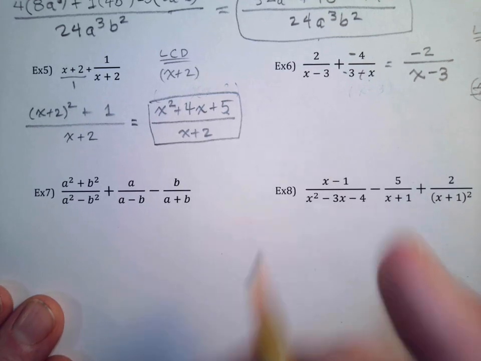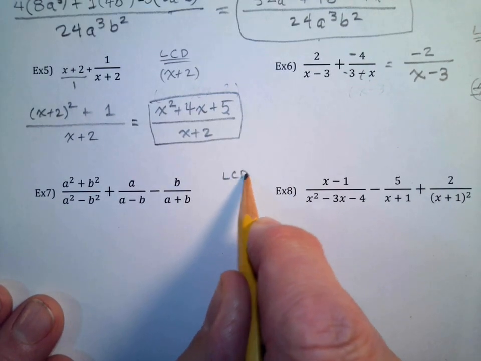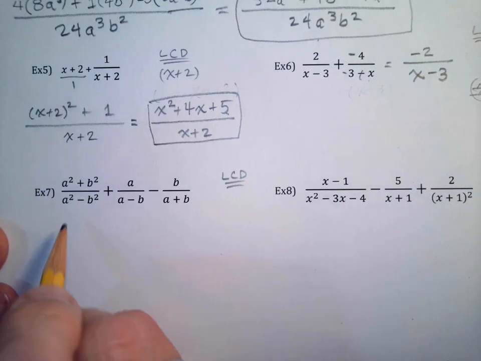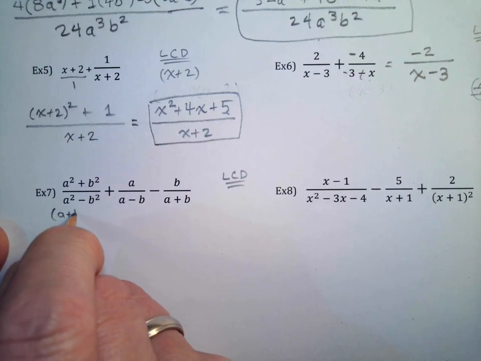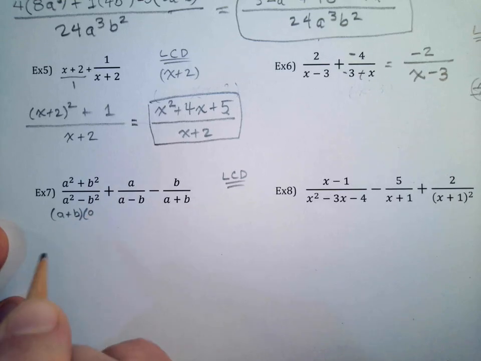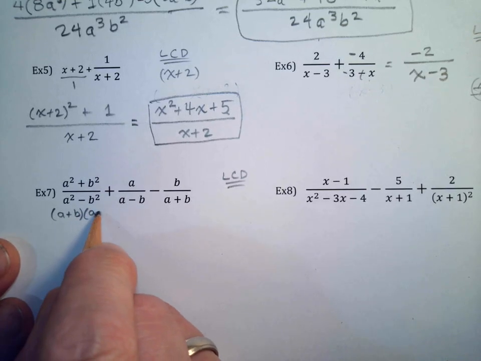All right, next one. Find the LCD. Again, pause the video, try it on your own. Here I'm going to factor the denominator. This is a difference of squares, so a plus b and a minus b.